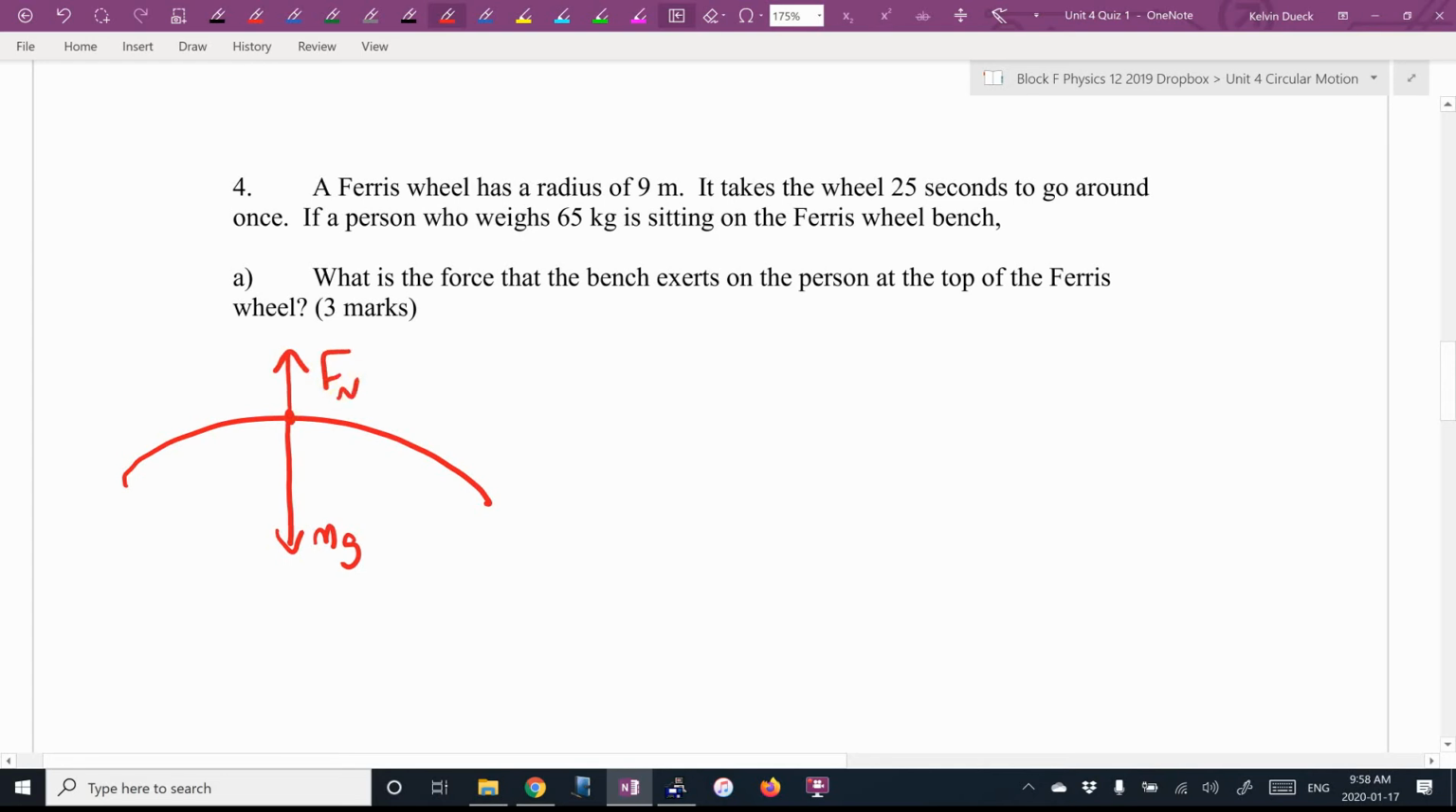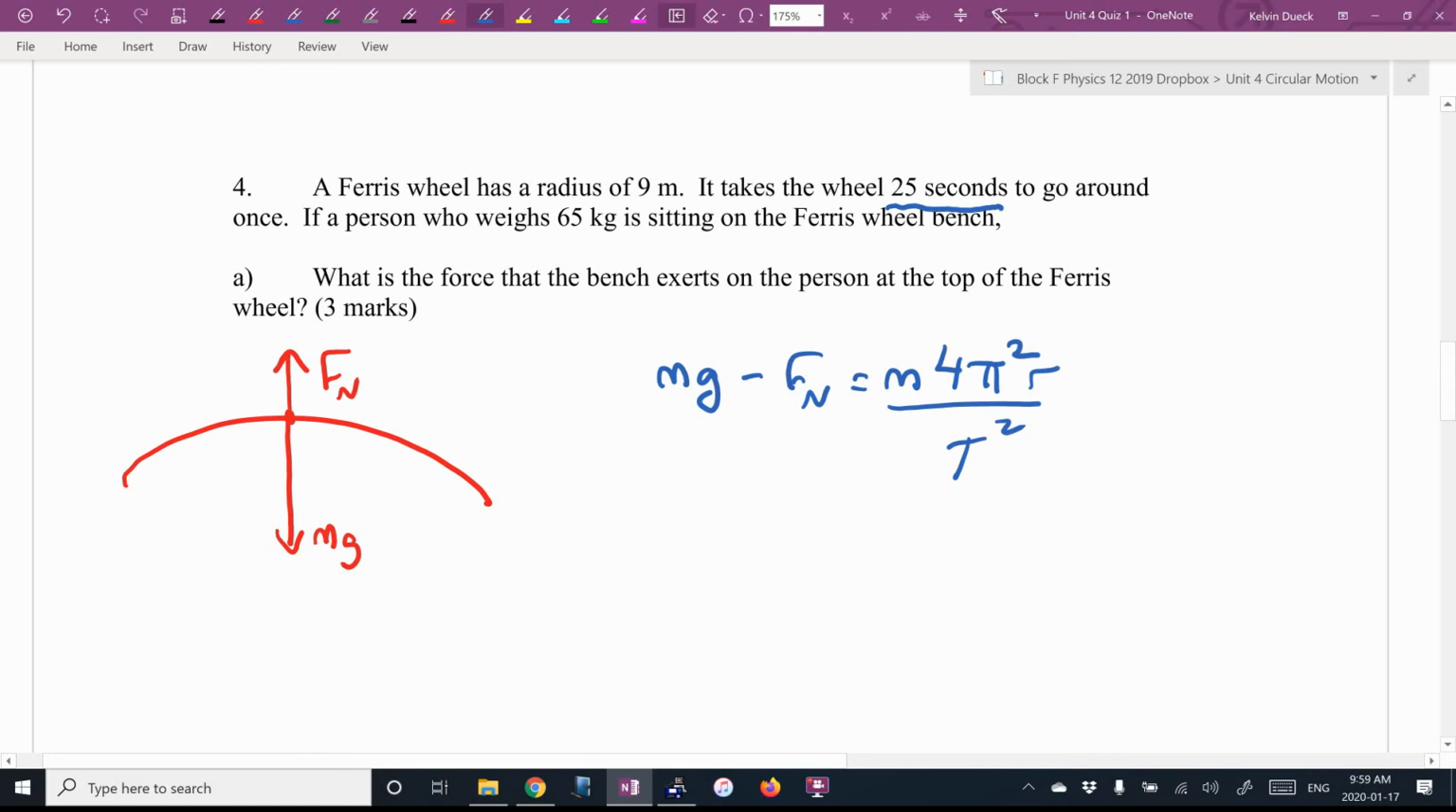How did I know to draw the normal force smaller than mg? What path are we tracing out? A circle. Where is my winning bigger force pointing? Toward the center. And so I ended up with mg minus Fn equals m, did they give me the period? 4 pi squared r over T squared.